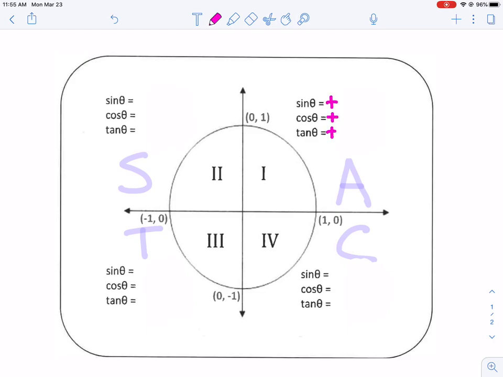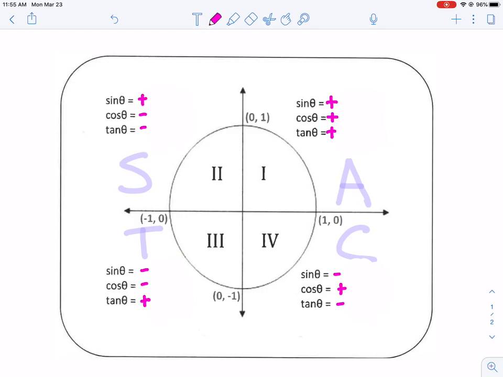In quadrant 2, the S stands for just sine being positive, and my other functions are negative. T stands for tangent is positive, and my other functions are negative. And C stands for cosine is positive, and my other functions are negative.